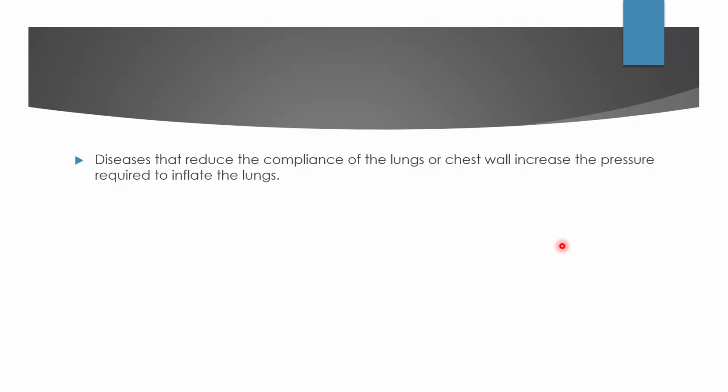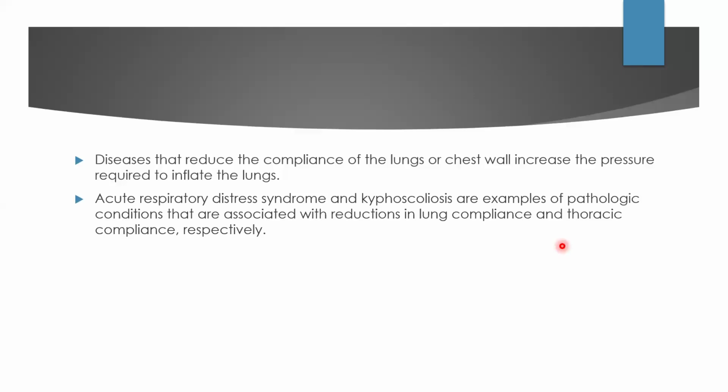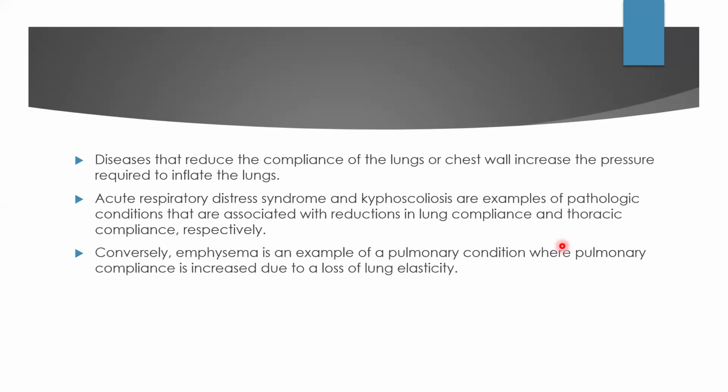So diseases that reduce the compliance of the lung and chest wall increase the pressure required to inflate the lung. We have various diseases that cause a decrease in compliance of the lung or the chest wall. Both these diseases will require higher pressures to inflate the lung. Examples are ARDS or kyphoscoliosis. ARDS decreases the compliance of the lung, and kyphoscoliosis decreases the compliance of the chest wall cavity. Both will require higher pressures to inflate the lung. That means the respiratory system is having lower compliance.